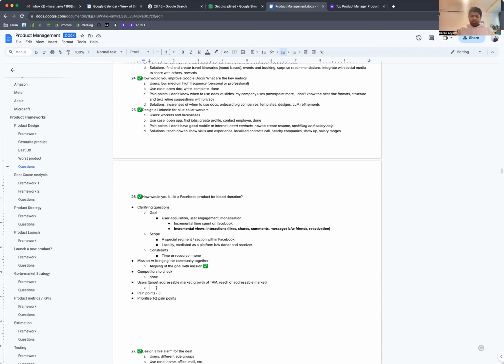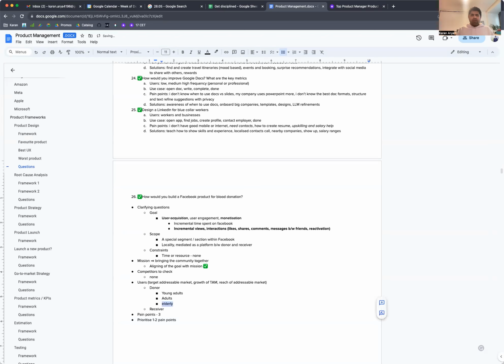Okay, the first user segment that I can think of is the donor itself. And the second user segment that I can think of is the receiver. Now, within donor, I do not expect kids to donate. So let's probably start with young adults. Then probably let's move to adults. And then let's go to elderly.